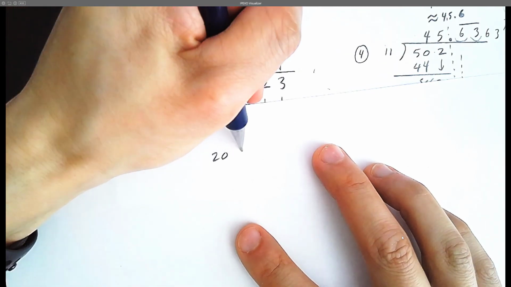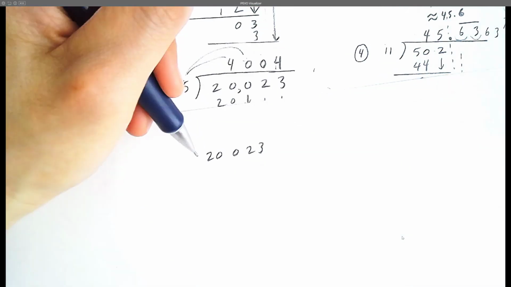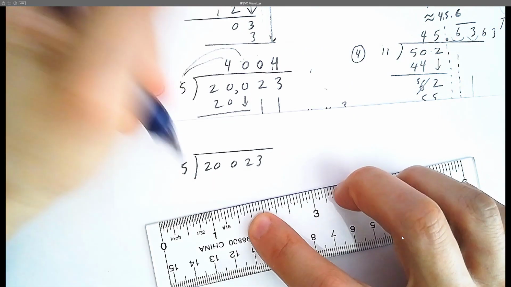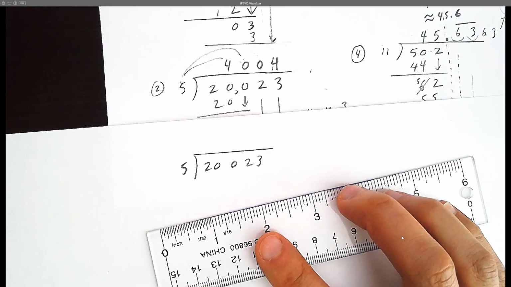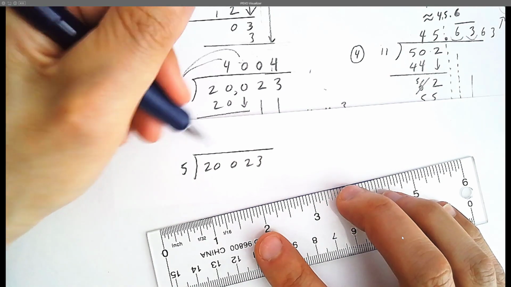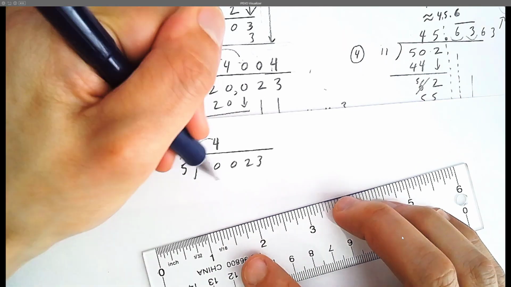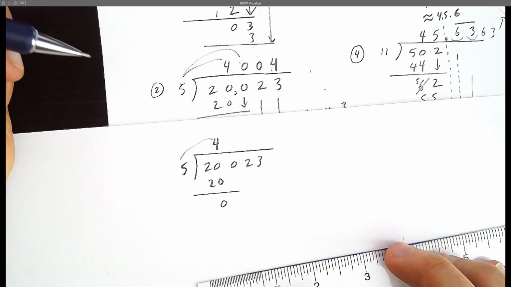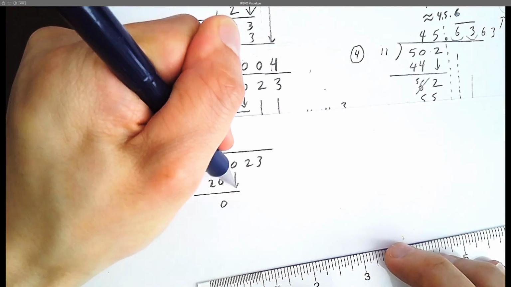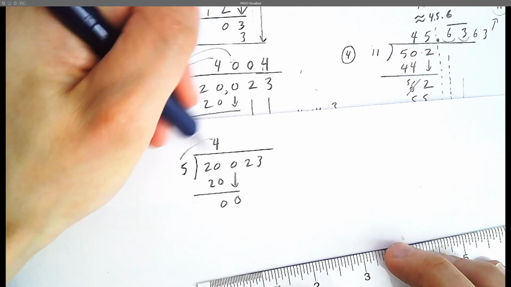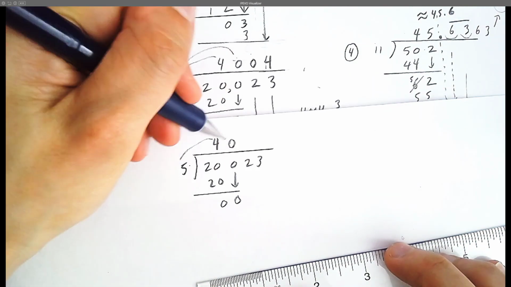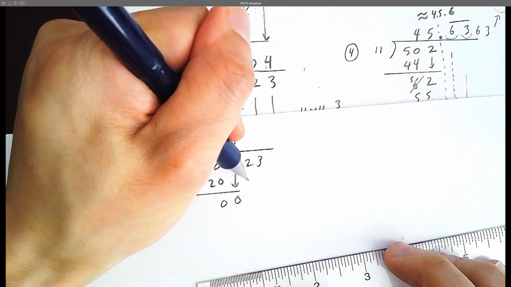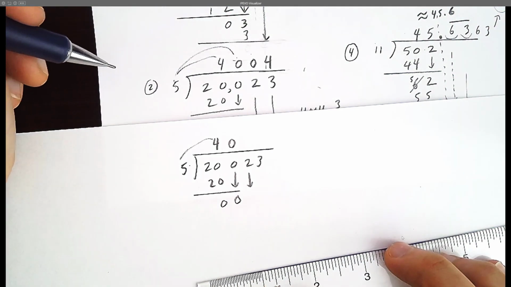So we have 20,023 all divided by 5. Let's try one more time. Can we take some shortcuts? 5 times 4 is 20. There's no remainder here. You're allowed to drop the 0, and you know that 5 times 0 is going to be 0. There's nothing to do. If you want to be fast, you can just drop the next digit right away. It's like a little secret shortcut.